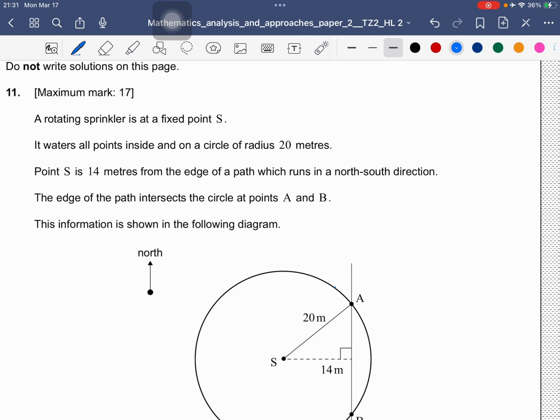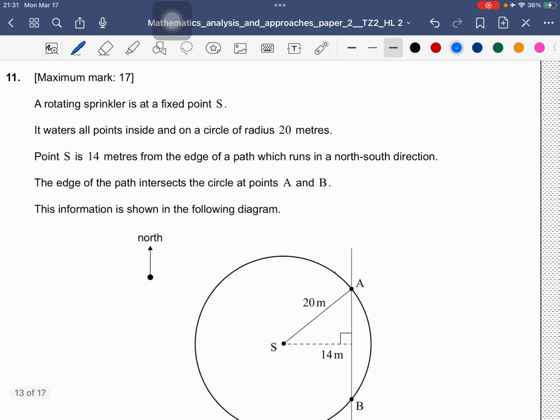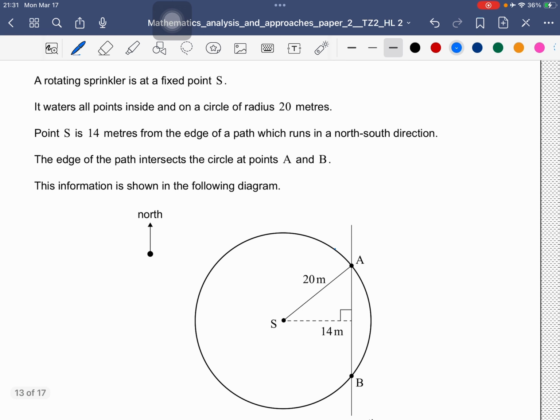Point S is 14 meters from the edge of the path, which runs in a north-south direction. The edge of the path intersects the circle at points A and B. The information is shown in the following diagram.